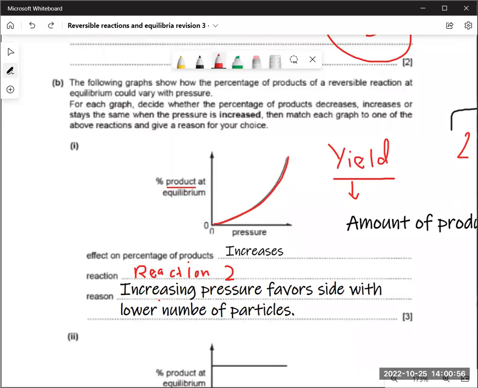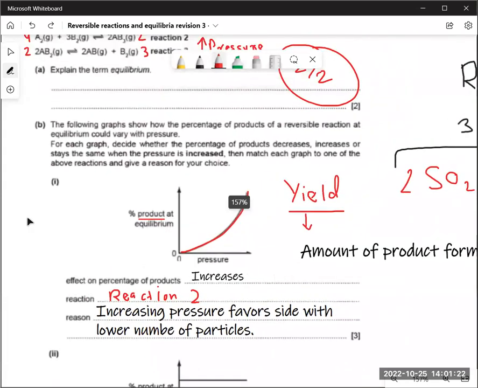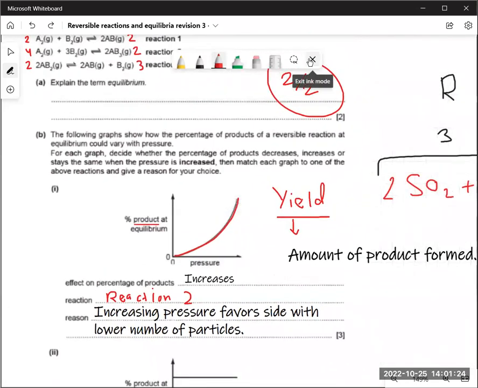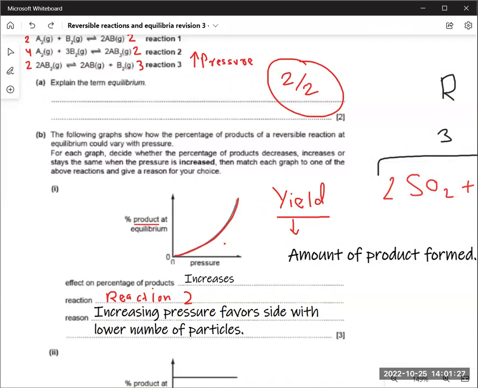Okay, so the effect on percentage of product. To find that, you have to understand the graph. It's increasing. So the effect on percentage of products is increasing. Then the reaction should have the side of the lower number. And for the reason: increasing pressure favors the side with the lower number of particles.